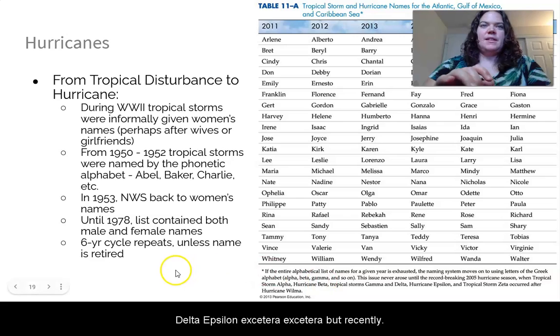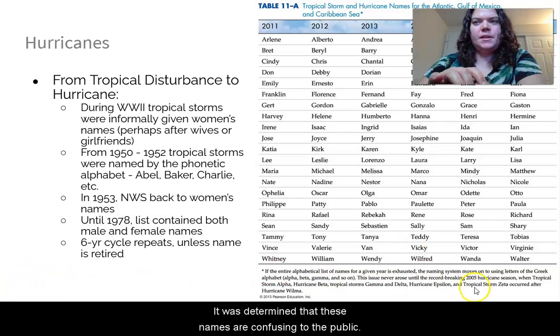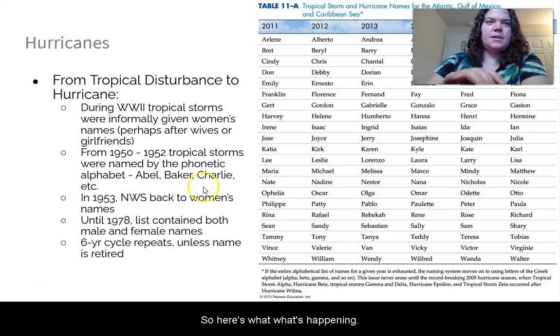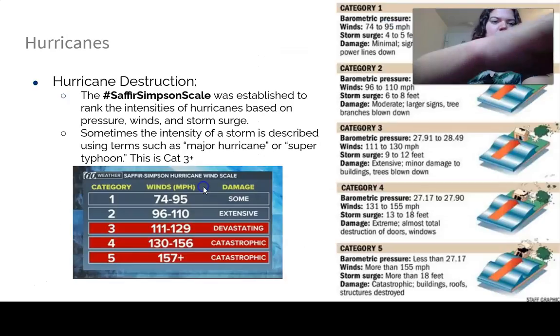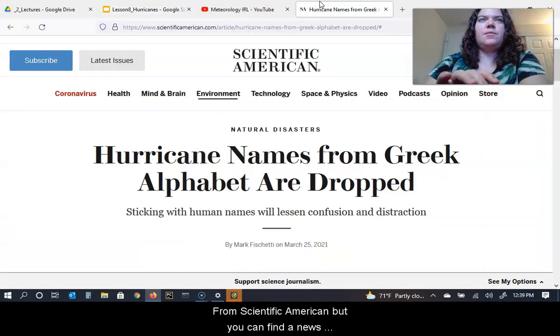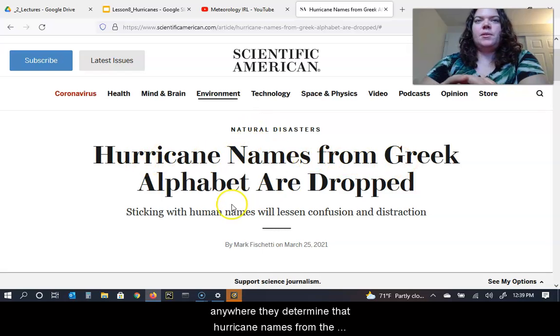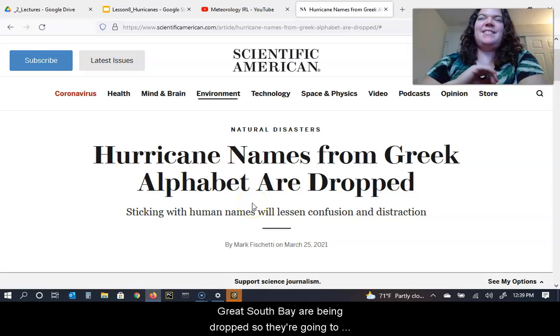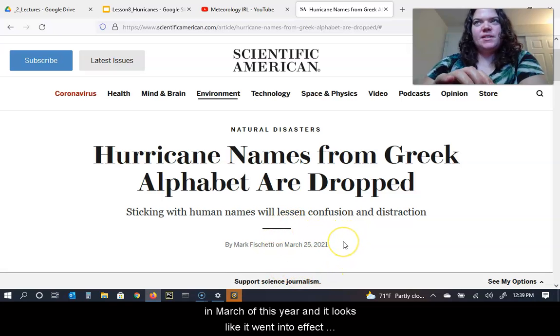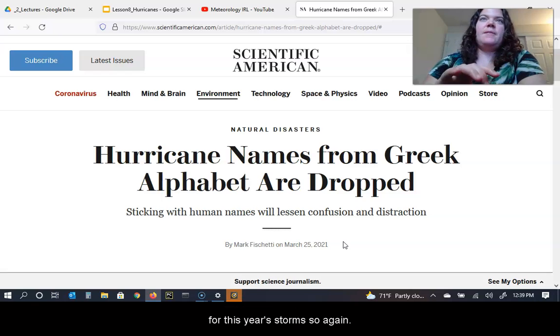But recently, it was determined that these names are confusing to the public. So here's what's happening. It's from Scientific American, but you can find it in the news anywhere. They've determined that hurricane names from the Greek alphabet are being dropped. So they're going to stick with, quote, human names to lessen confusion and distraction. And this was published in March of this year, and it looks like it went into effect for this year's storms.